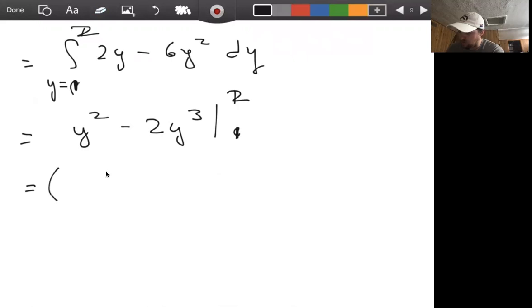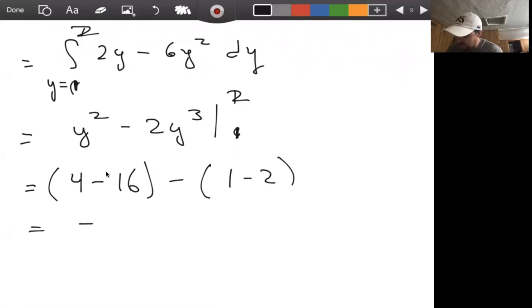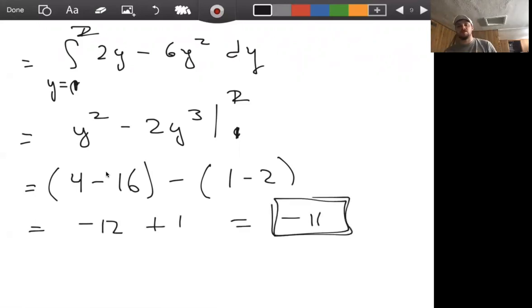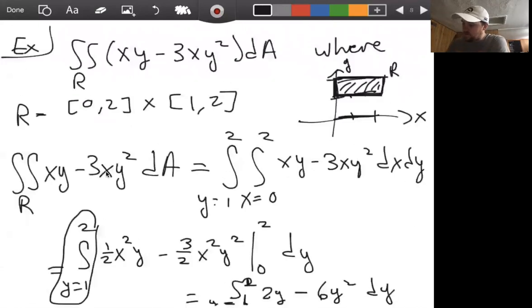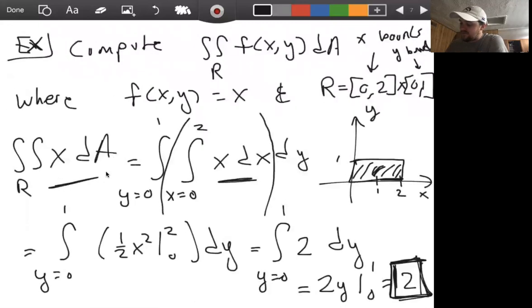If we plug in 2, we're going to get 4 minus, and then 8 times 2 is 16, and then minus 1 minus 2, which looks like we're going to have negative 12 plus 1 is negative 11. Okay, and so here's another example of calculating a double integral using an iterated integral and Fubini's theorem.